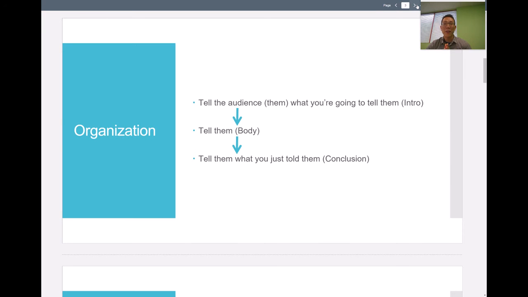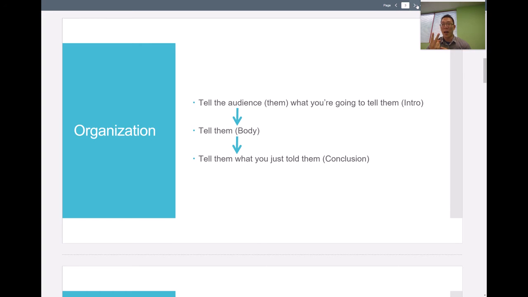Okay, so when you organize your presentation, there are 3 things that you can do. The first thing you want to do is tell the audience what you're going to tell them. And that's your introduction. So, for example, today I'm going to tell you about presentations. I am giving a presentation on presentations. Okay, so that's number 1.